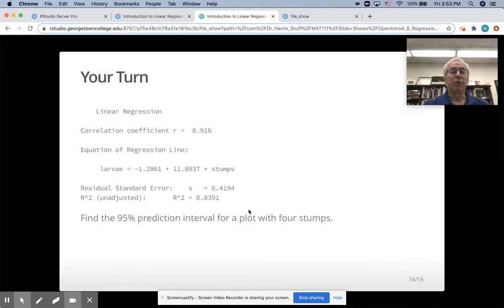Now I'm going to let you try an example for a prediction interval: do a prediction interval for a plot with 4 stumps. In the previous slideshow, I asked you to come up with the predicted response for a plot with 4 stumps. Now I want you to come up with a 95% prediction interval for the response of a single plot that has 4 stumps. And we will talk about that when we get into class.